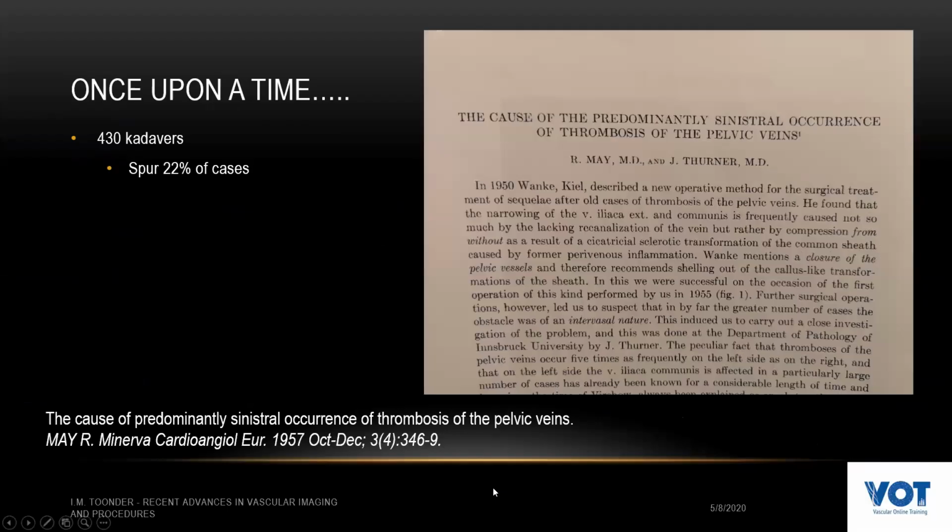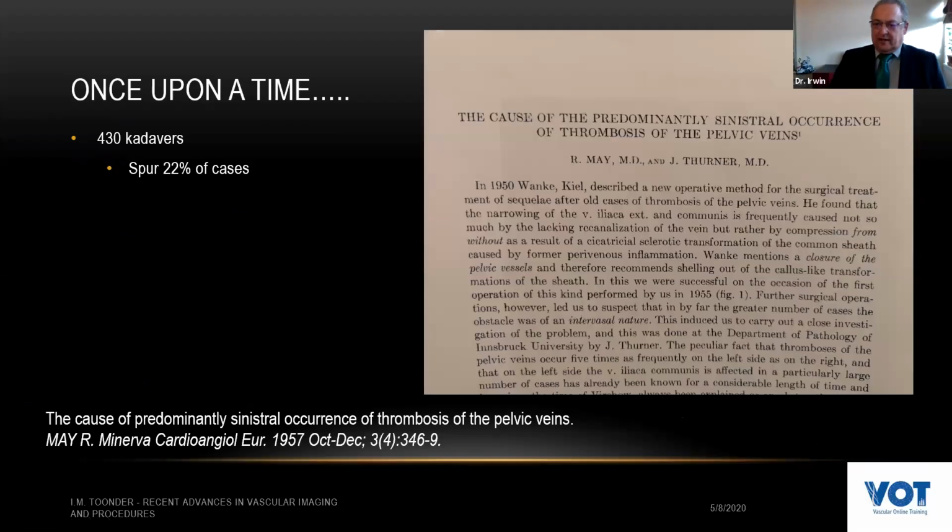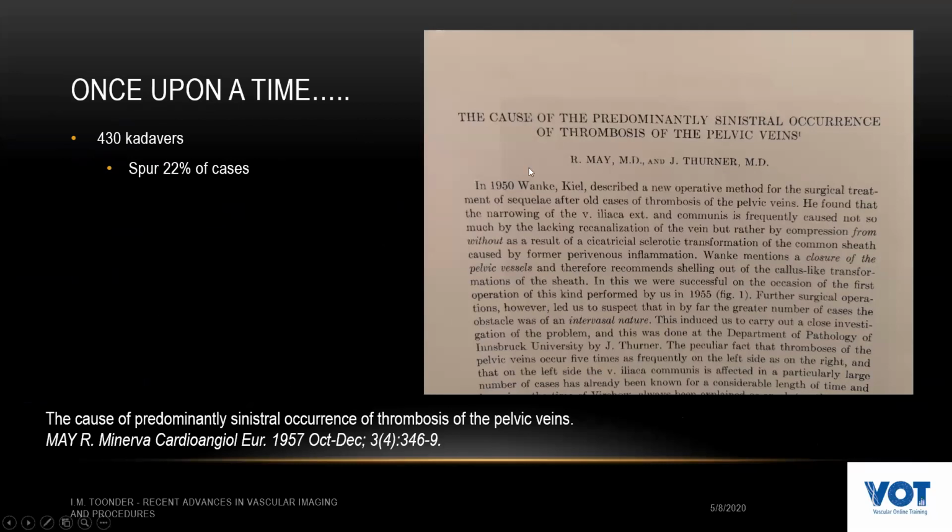So let's get back, and when I'm asked nowadays what a May-Turner is, I always suggest, well, let's go back to the beginning and start the story. Once upon a time, there were 430 cadavers, and that's what May and Turner looked at, or May and Turner, if you're from Germany, say it correctly. What they did was look at 430 cadavers, and what they found was fibrotic material, which they called a spur, in 22% of the cases.